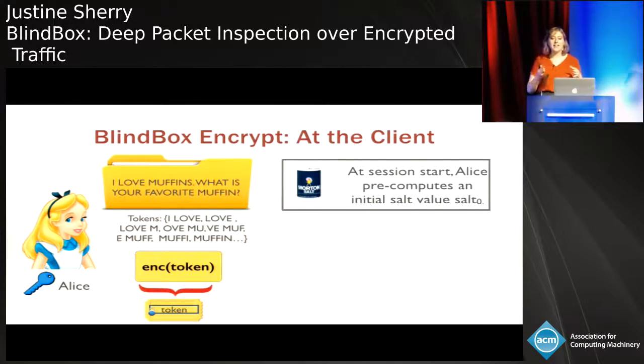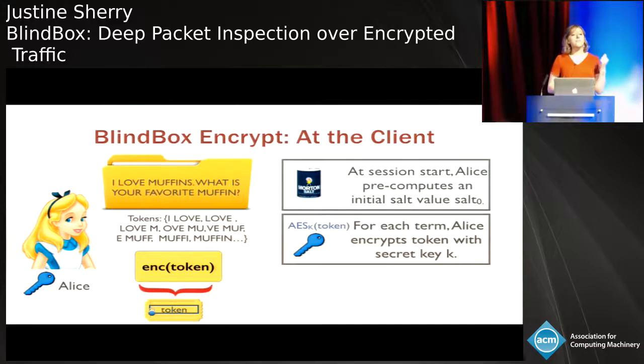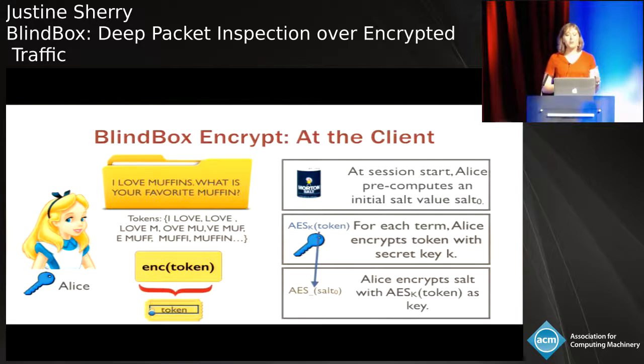At session start, Alice is going to pre-compute an initial salt value. This is a random number that she pulls out of the air. This salt value, salt sub 0, she's going to use to encrypt her values as follows. First, for every token she wants to send, every substring from her sliding window, she's going to encrypt it using her secret key, just like we did before for the deterministic scheme. But then we're going to do another encryption operation. We're going to take that encrypted value, and we're going to treat it as a new secret key. And we're going to use that encrypted value to re-encrypt the salt value.